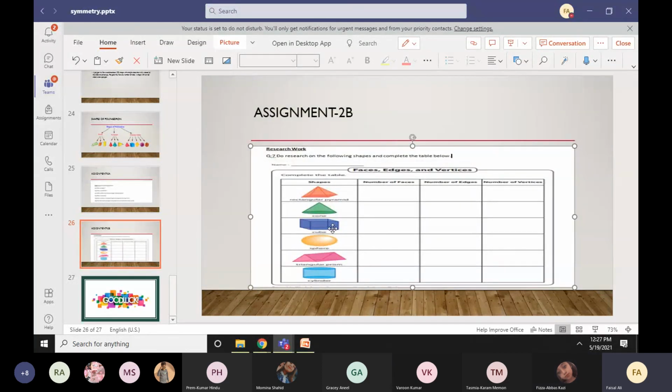Also, you have to write the number of faces, number of edges, and number of vertices. As I already told you what vertices, edges, and faces are, you have to just write the numbers here. Like, a pyramid is here. How many faces does the pyramid have? How many edges does it have? And how many vertices does it have? This is your research work, and you have to do research on this topic.